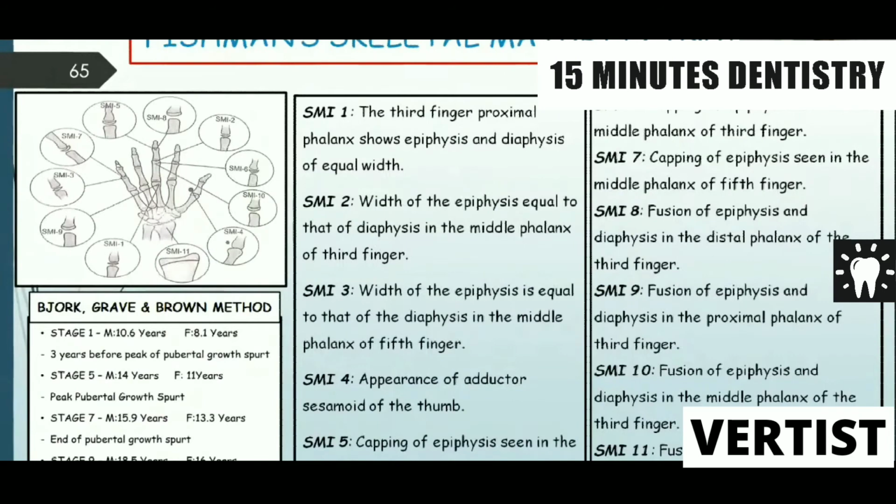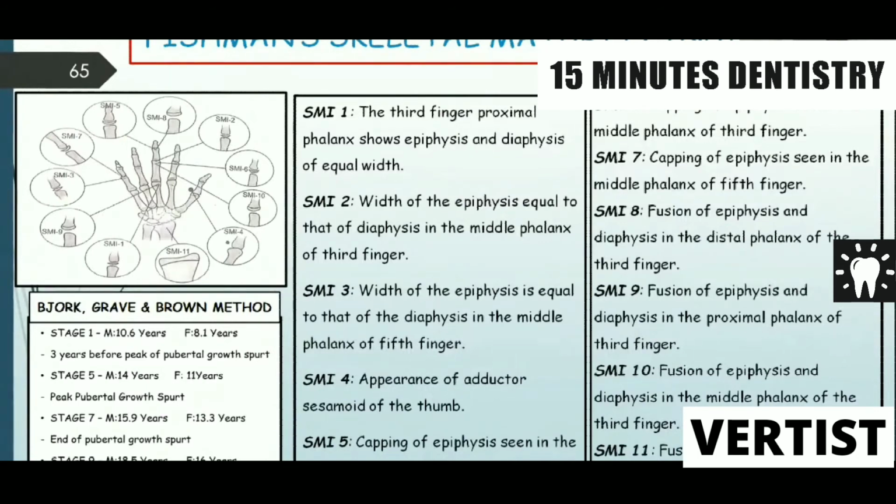Friends, my dear students, this is Fishman's Skeletal Maturity Indicator. On the left side you have a diagram giving you 11 phases, SMI, Skeletal Maturity Indicator number 1, 2, 3, 4, 5, 6, 7, 8, 9, 10, 11. Here try to understand. In Skeletal Maturity Indicator number 1, the third finger proximal phalanx shows epiphysis and diaphysis of equal length.